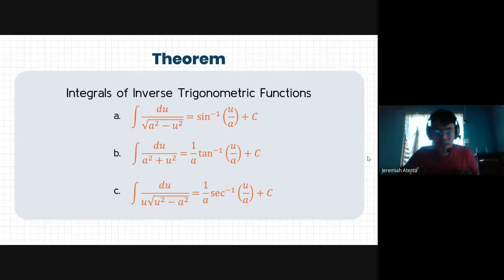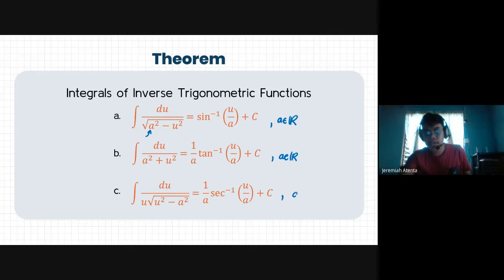Okay? So the first one, if you have the integral of du over the square root of a squared minus u squared, that is equal to the inverse sine of u over a plus c. A here is a real number, while u is a variable. So these are the formulas.